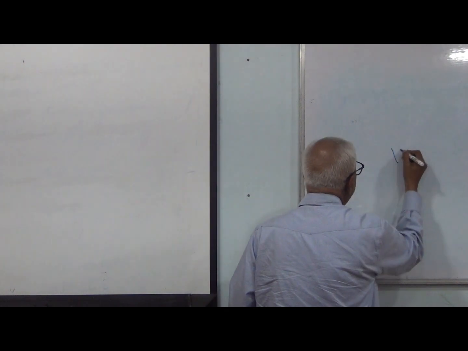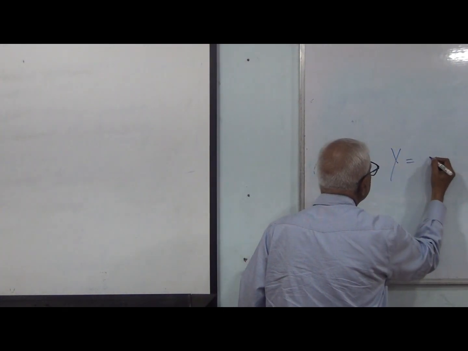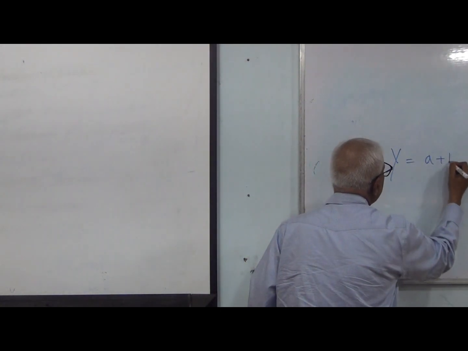So see, this is the equation of a line. Y is equal to a plus bx. Okay.